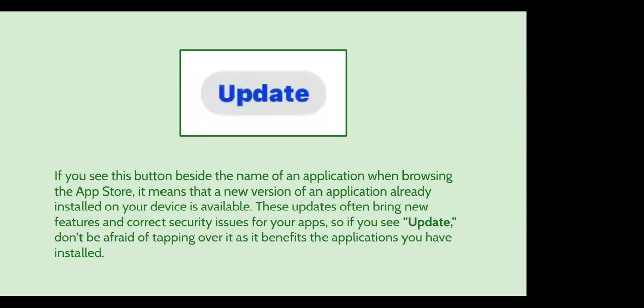So if you see this button beside the name of an application when browsing the App Store, and this applies not only to the App Store but to the Google Play Store, it means that a new version of the application that is already installed on your device is available, meaning there are better things for that application and even security things. These updates often bring new features and correct security issues for your applications.